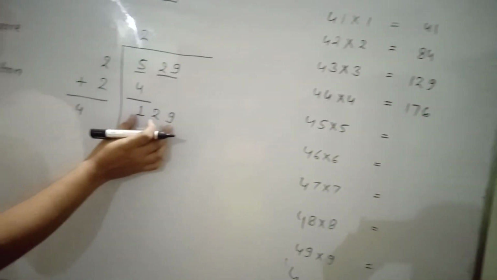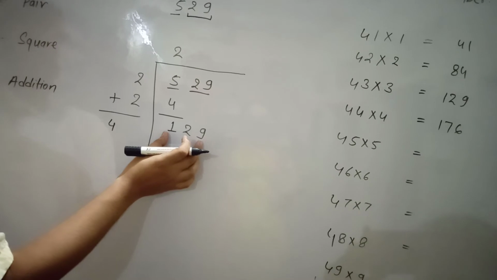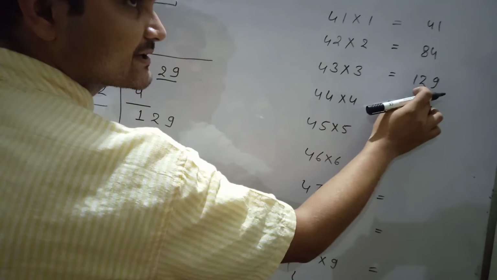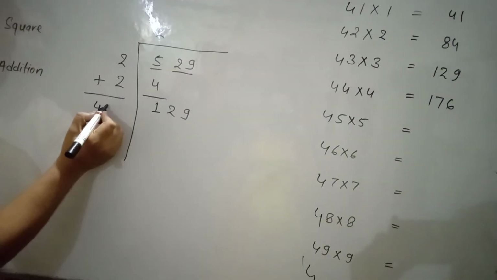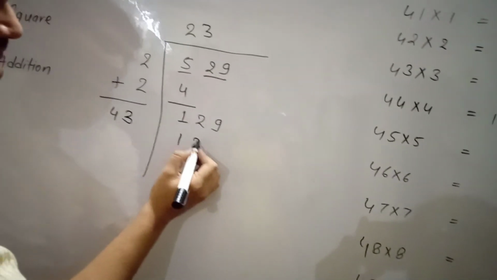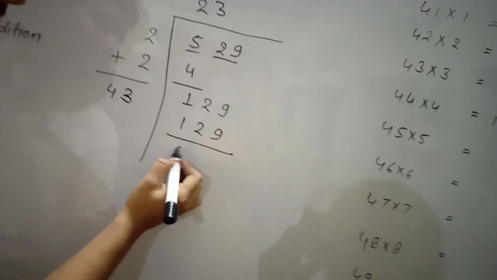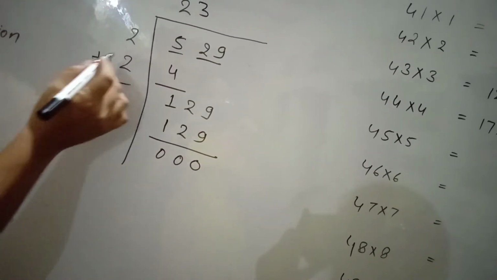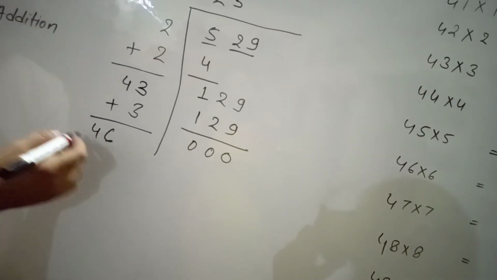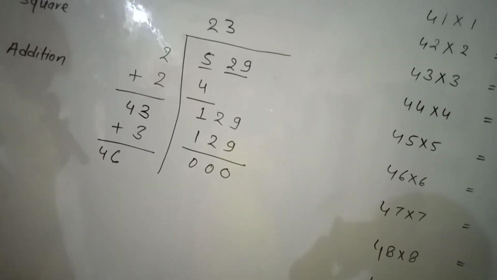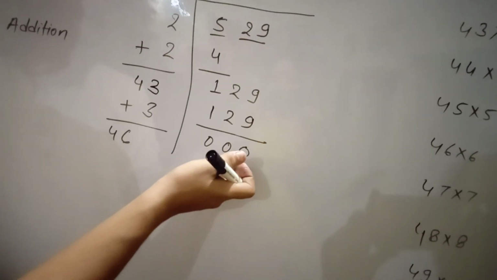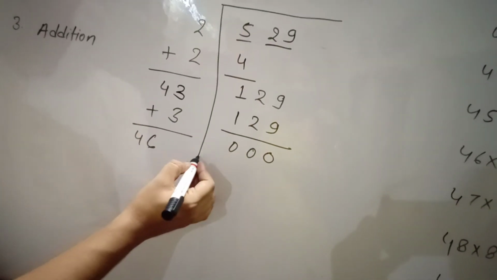Here our dividend is 129. So we will take 43. So we will get 129. 3 here and 3 here as well. We will get 129 and the remainder will be 0, and we can add 3 in here. In the next section we would have 46 as the divisor section, but we do not have any other dividend, so we don't need this.